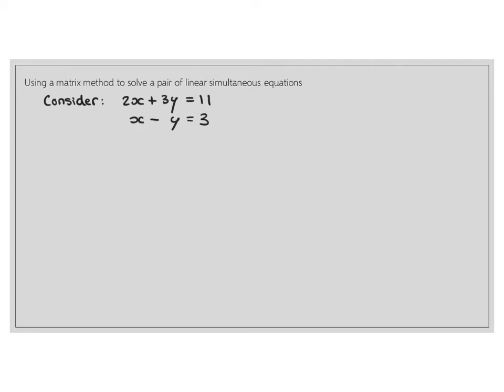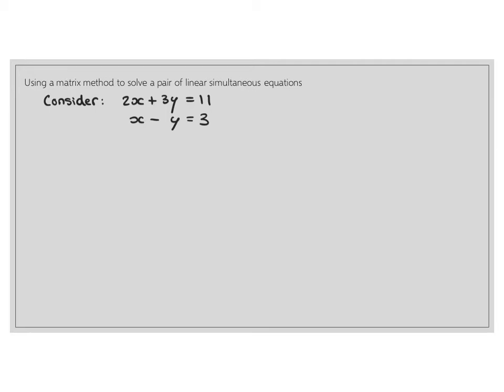So I want you to consider the pair of simultaneous equations 2x plus 3y equals 11, x minus y is equal to 3. Now, you know multiple ways of solving simultaneous equations. You know how to eliminate a variable, you know how to rearrange and substitute one equation into another. You also know how to solve a pair of simultaneous equations graphically. That's 3 methods there that you have worked with, both algebraic and graphical. However, we can also use matrix methods to solve linear simultaneous equations.